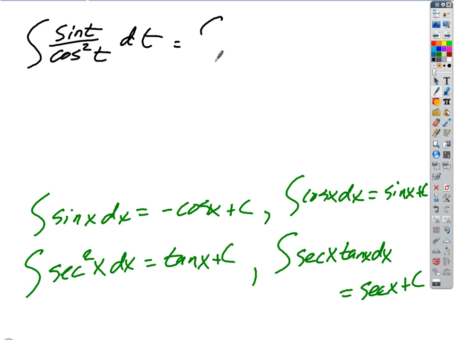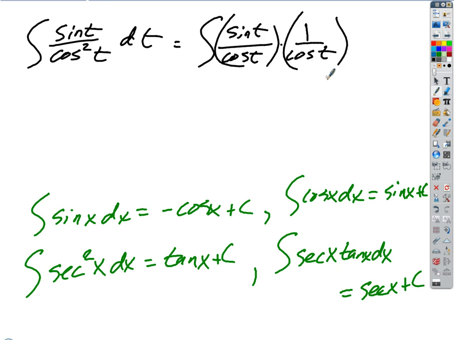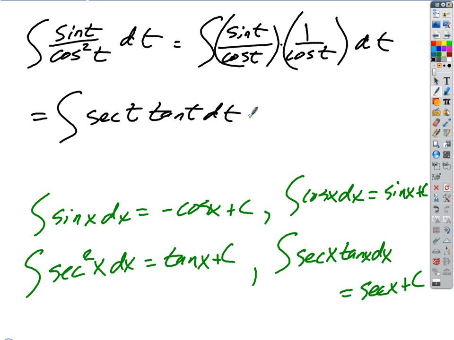So it looks like we've got a sine. Really, what we have is a sine t over cosine t times cosine t, right? So I could break it up into sine t over cosine t times 1 over cosine t, right? And then that becomes the antiderivative of tangent times secant. I'll flip it around so it looks better. Secant t, tangent t, dt, right? What's the answer? Derivative of what is secant tangent? Secant, yeah.